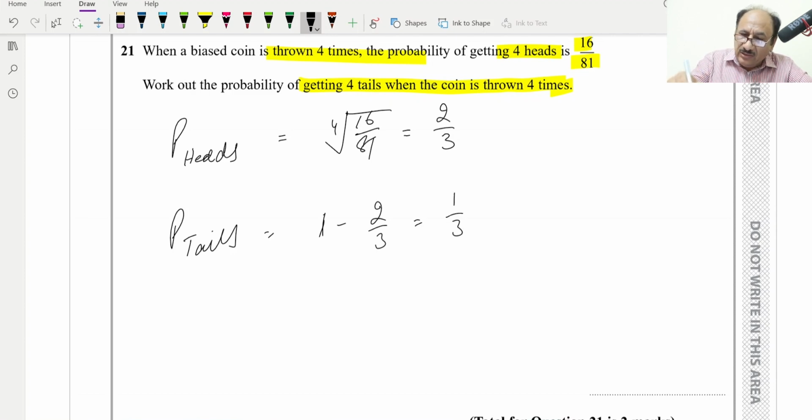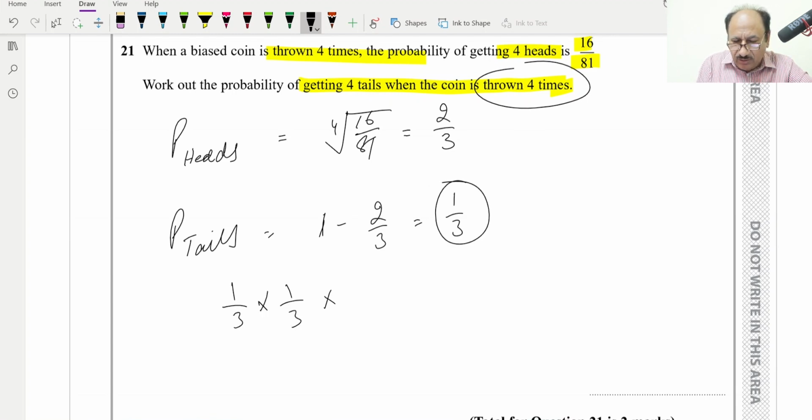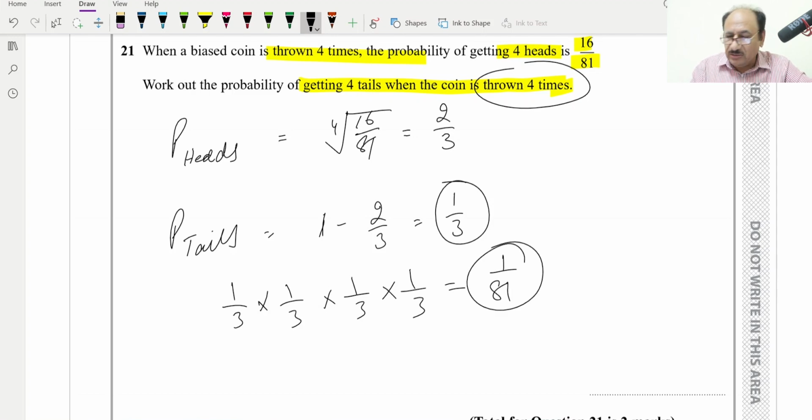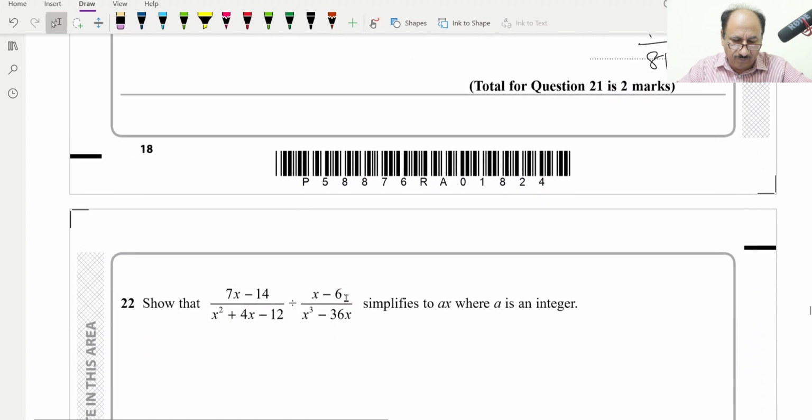Now for getting 4 times tail, 4 times will be 1 by 3. First time, second time also 1 by 3, third time also 1 by 3, fourth time also 1 by 3. So it will be 1 by 3 into 1 by 3 into, so this will be 1 over 81, and this will be our answer. 1 over 81 will be the probability of getting all the tails 4 times.